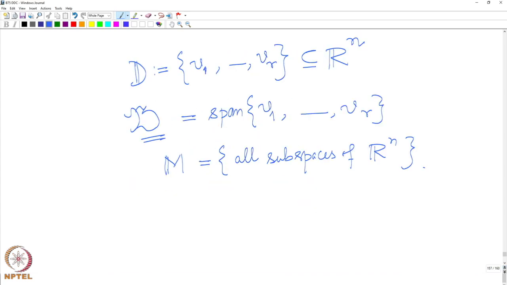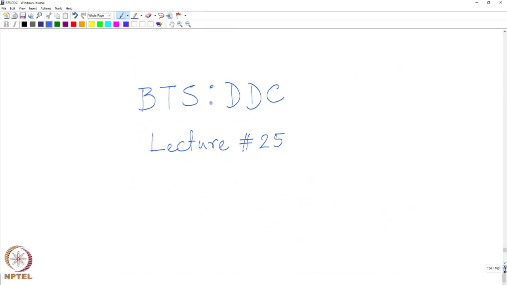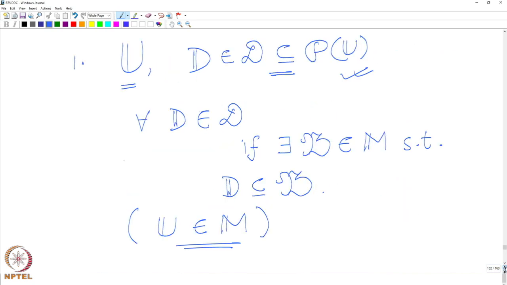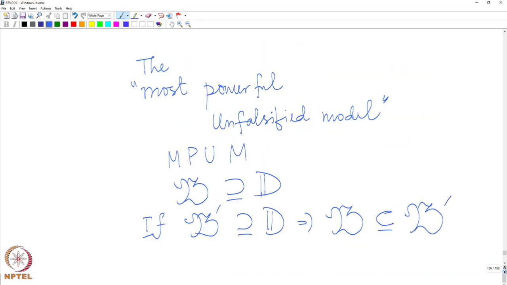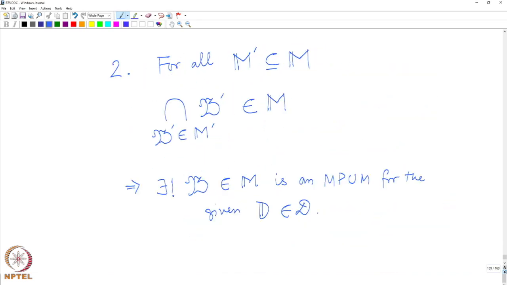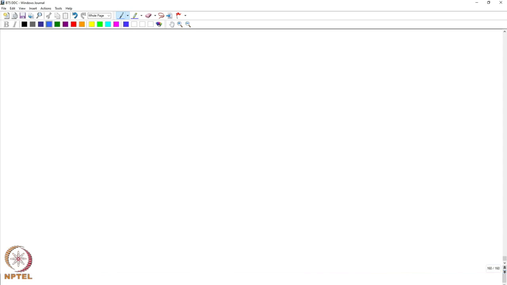Let me just compare this with the conditions that I wrote down in the previous lecture. You see, the first one says that for every data there is at least one model that explains the data, and the second one is that the intersection is also a model. Now why should these two conditions imply that there will be a unique MPUM for every data? So let me first prove existence and then we will show uniqueness. Uniqueness actually is quite easy. First we show existence. Existence also will turn out to be quite easy because it is just a logical conclusion of what we have done.